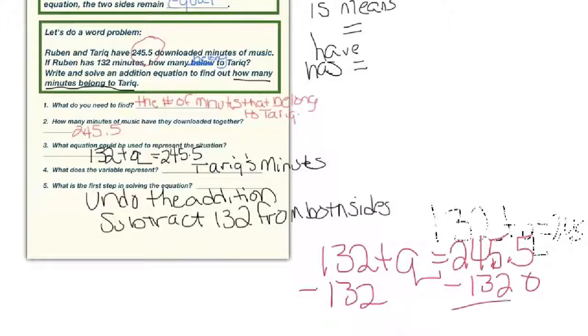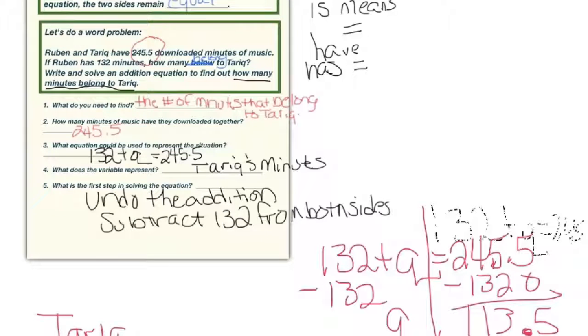Line up the dots just like the Rapid Mathematician says. I'm going to draw the river. So Q equals, let's subtract here, bring down my decimal just like the Rapid Mathematician says. 5 minus 2 is 3. 4 minus 3 is 1. 1. So Tariq has 113.5 minutes. Should we check that?